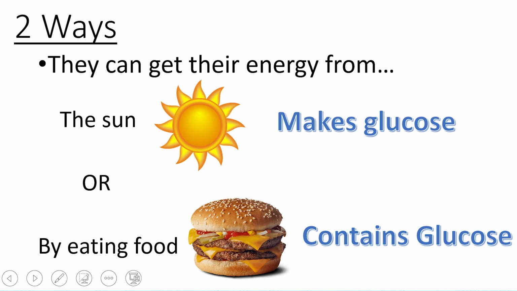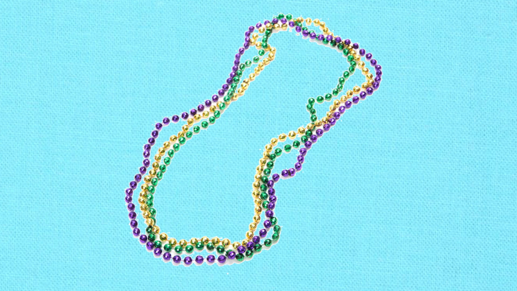An animal can eat food. It's going to then break down that food, which is a bunch of polymers. Remember, it's breaking down a cheeseburger, a string of Mardi Gras beads, to get glucose, which is the single bead.